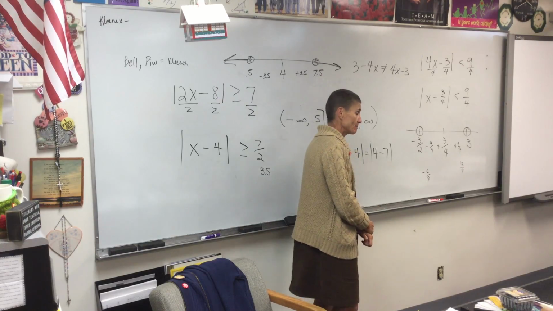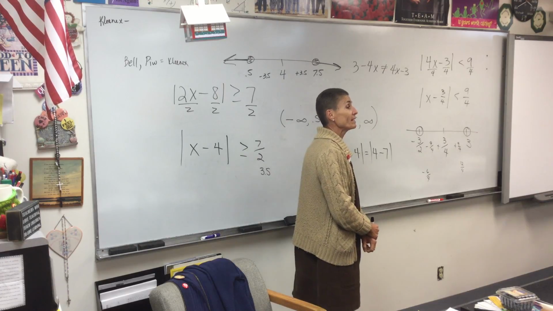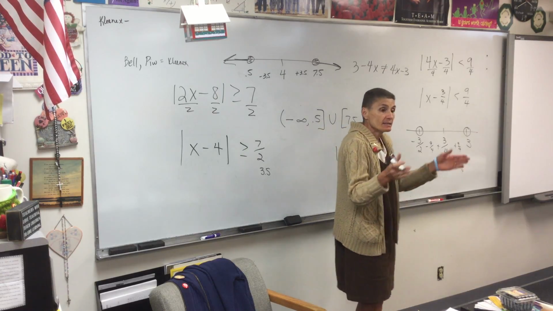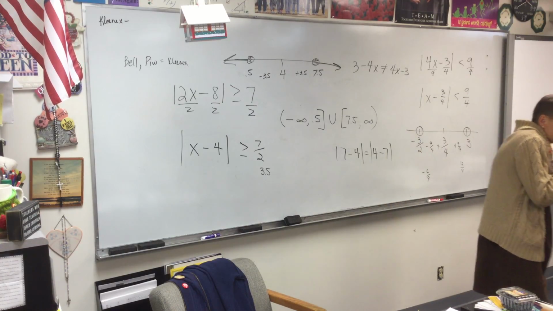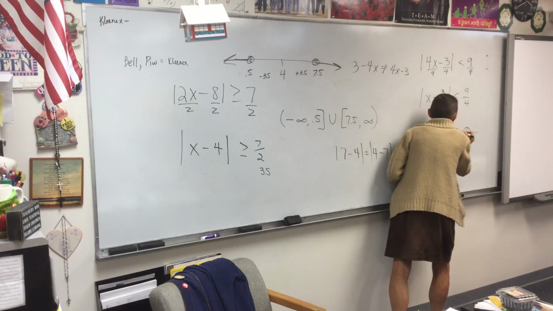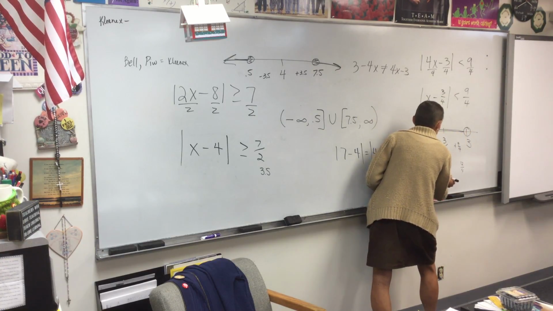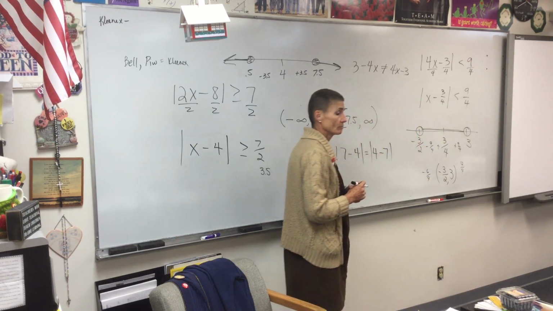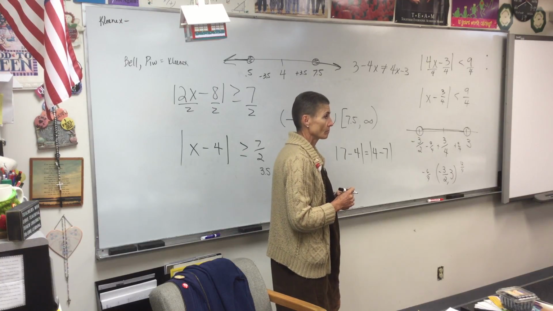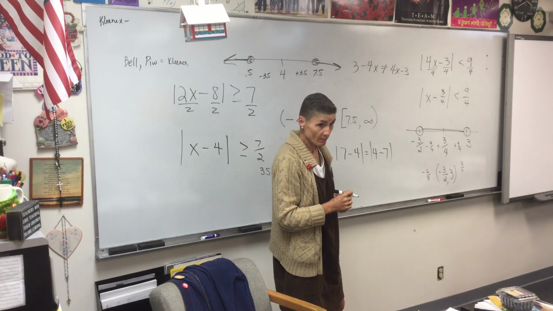Now again, if you have decimals, that's fine. Negative 1.5 is fine. Now where am I going to shade this time? Inside, because less than means I want to be closer to it. So I'm going to shade in between the dots. And my answer will be negative 3/2, comma, 3. Okay? Everybody all right with that?